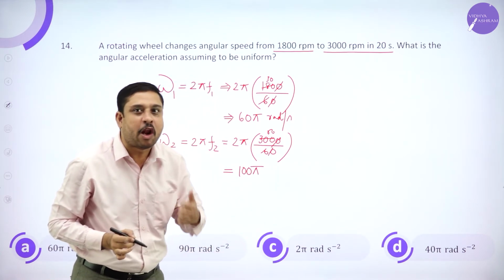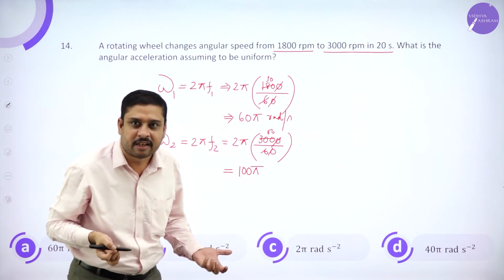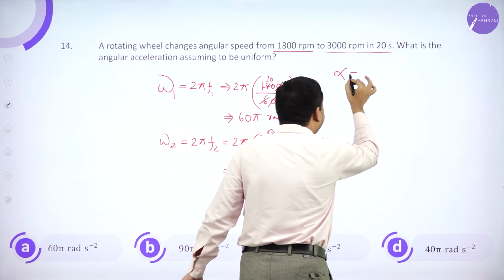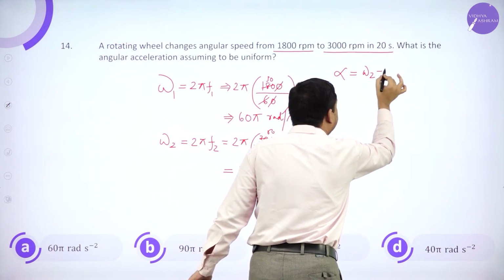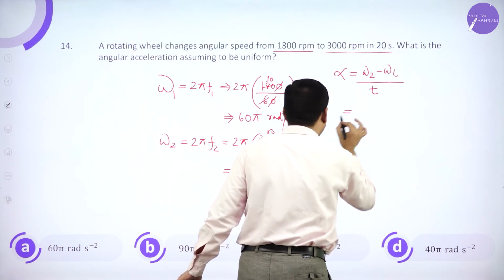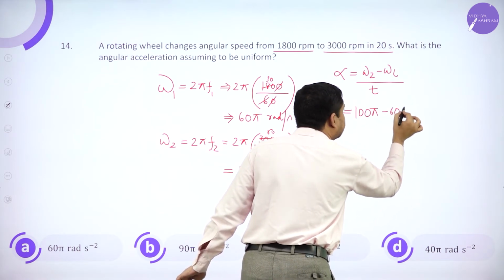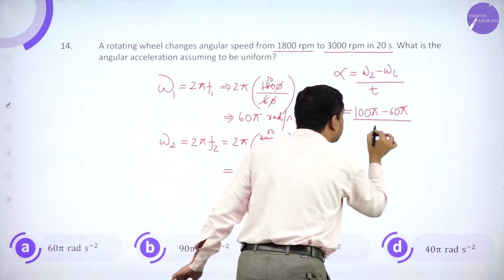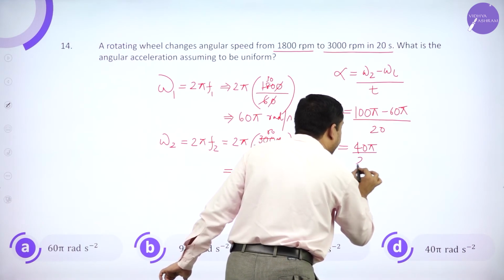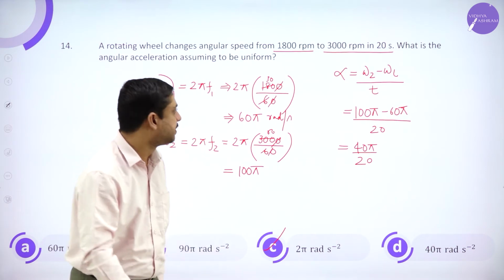When you know initial velocity and final velocity, how do you calculate acceleration? Similarly here, angular acceleration alpha is omega 2 minus omega 1 by t, which is 100 pi minus 60 pi, t is 20. So 40 pi by 20. So the answer is 2 pi radian per second.